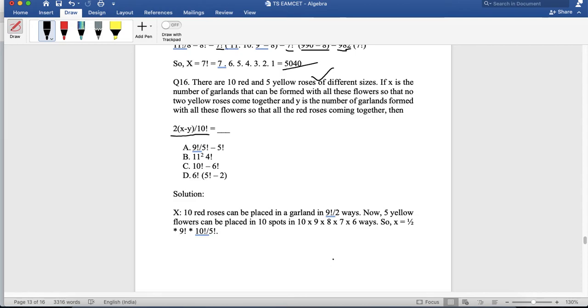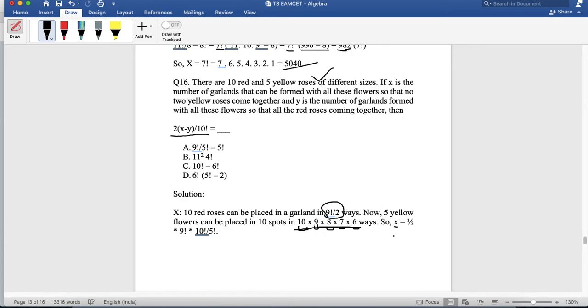Since I have 10 red roses in a circle, I have 10 spots between them, and I can put each yellow flower in one of the spots. The first yellow flower will have 10 options, the next will have 9 options because it cannot come in the same spot in which one flower has already been put. Next will have 8 options, the fourth will have 7 options, the fifth will have 6 options. So total options will be 10 into 9 into 8 into 7 into 6. And the 10 red roses can be arranged in a garland in 9 factorial by 2 ways.